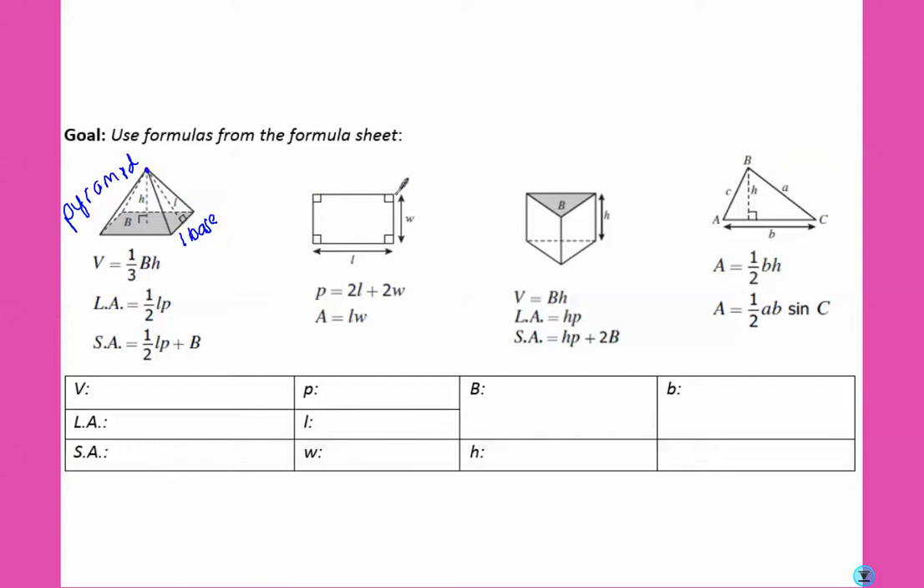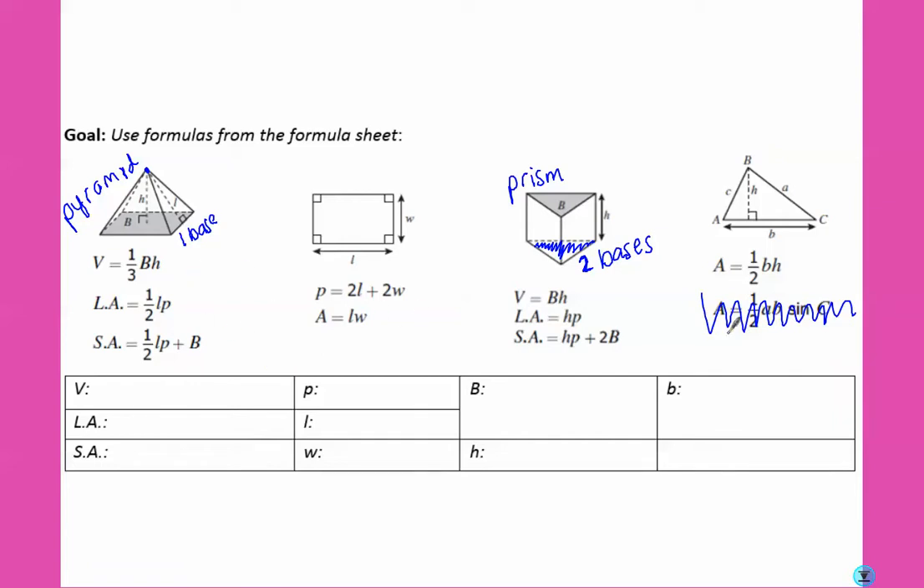Here we have a rectangle. This one has a base at the top and then also it has a base at the bottom. So it has 2 bases. And this is called a prism. And then finally we have our formulas for a triangle. Now this actually gives us 2 equations for the area. We're going to stick to the 1/2 BH and not worry about the 1/2 AB sine of C.